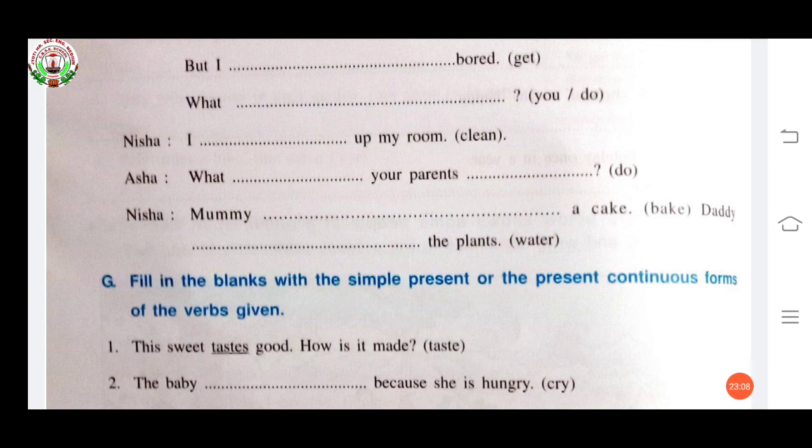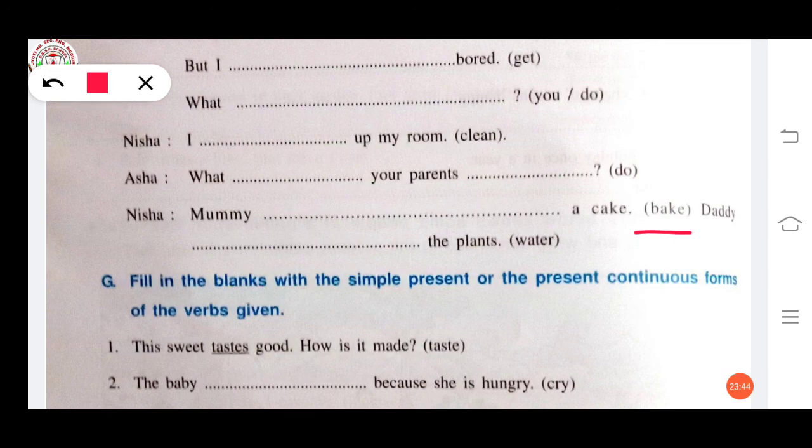Asha, what dash your parents dash? What are your parents doing? Mummy is dash a cake. Bake is given. So mummy is baking a cake. With bake, ing will come, so this e will be removed and it becomes baking. Mummy is baking a cake.